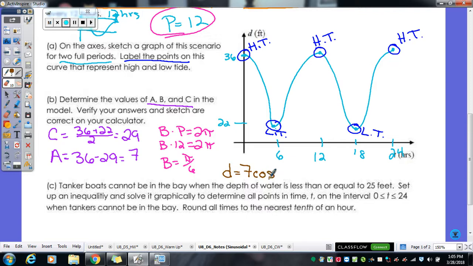7 is our A value, so 7 cosine. And then it's our B value with your T, so BT, so pi over 6T, plus your C value.